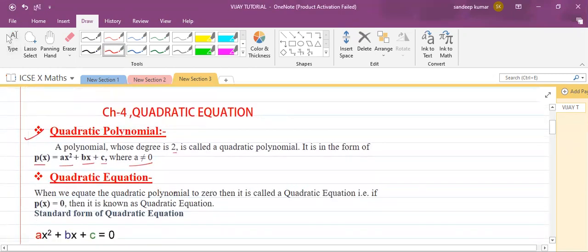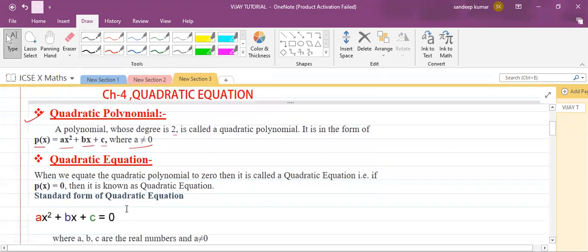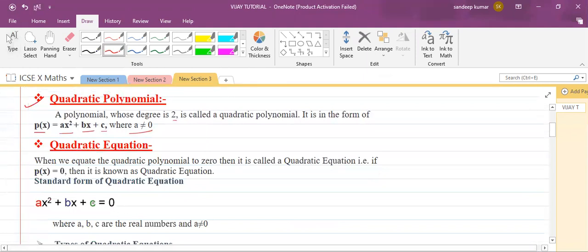What about the quadratic equation? When we equate the quadratic polynomial to 0, then it is called a quadratic equation. That is, if p of x is equal to 0, then it is known as a quadratic equation. The standard form of a quadratic equation is ax square plus bx plus c is equal to 0, where a, b, and c are real numbers, and a must not be equal to 0.